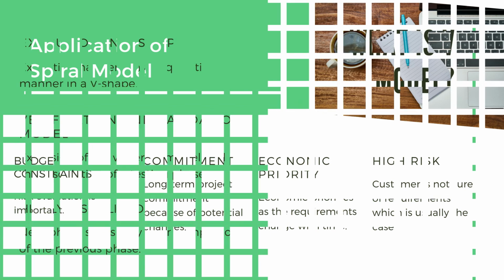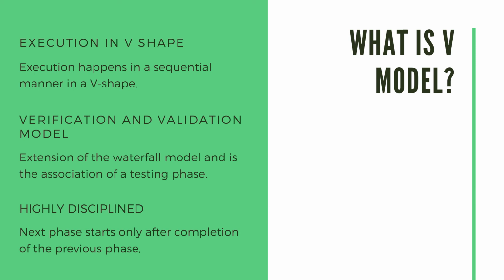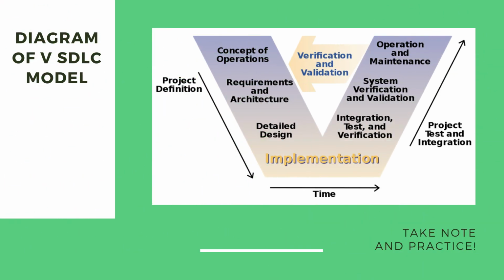Then the next model is the V model. The V model is a software development lifecycle model where the execution of the process happens in a sequential manner in a V shape. It is also known as the verification and validation model. The V model is an extension of the waterfall model and is based on the association of a testing phase for each corresponding development stage. This is a highly disciplined model, and the next phase starts only after the completion of the previous phase. The figure shows the design of the V model.